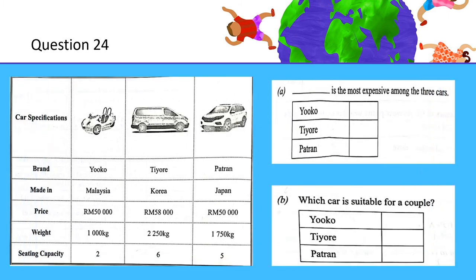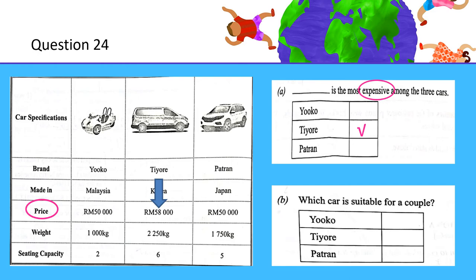Okay, the first one. Which is the most expensive? What is the meaning of expensive? Means the number one, which one is the expensive? Price. Look at the price. 50,000, 58,000, 50,000. Which one is the highest? It is Tiore. So the answer is B, Tiore.